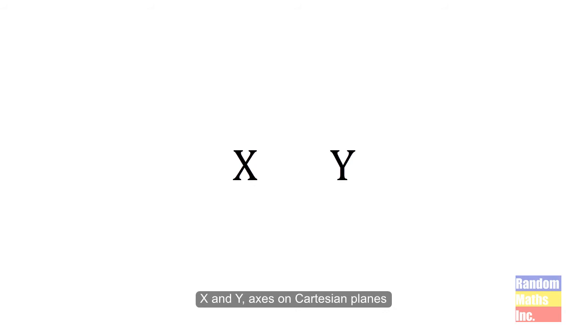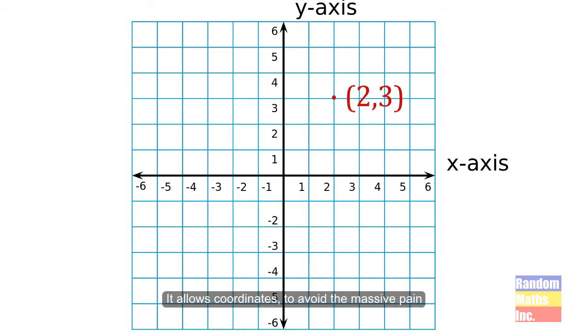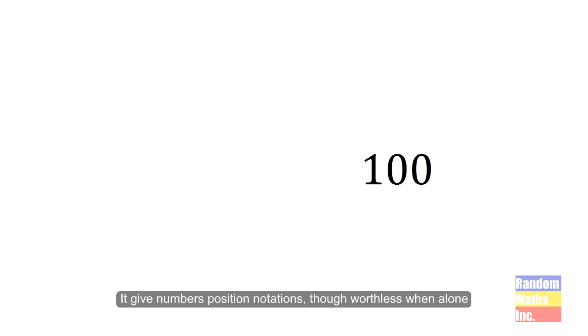X and Y, axes on Cartesian planes. It allows coordinates to avoid the massive pain. Z is last, it's nothing or known as zero. It gives numbers position notations though worthless when alone.